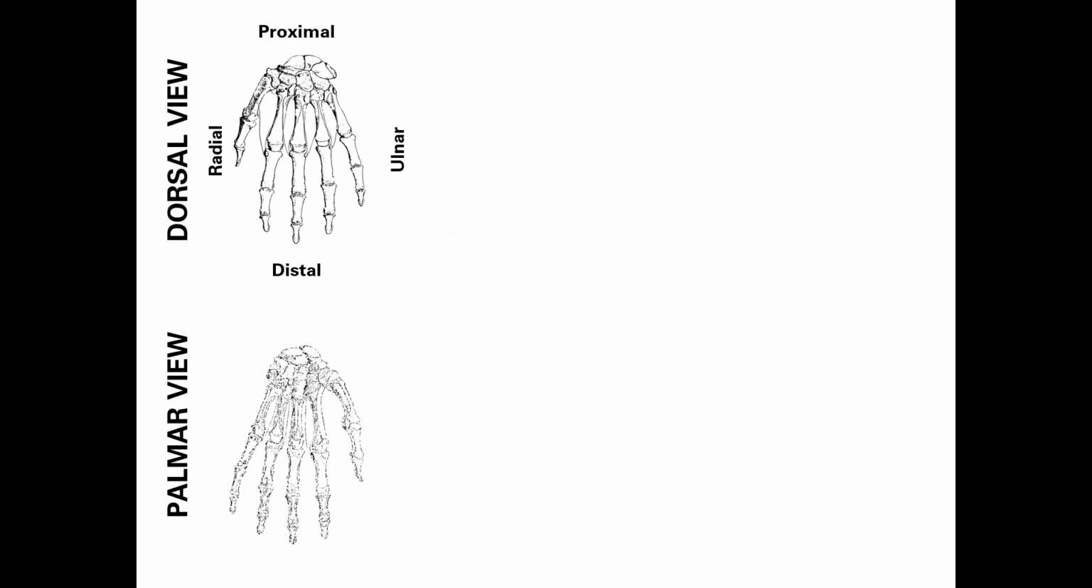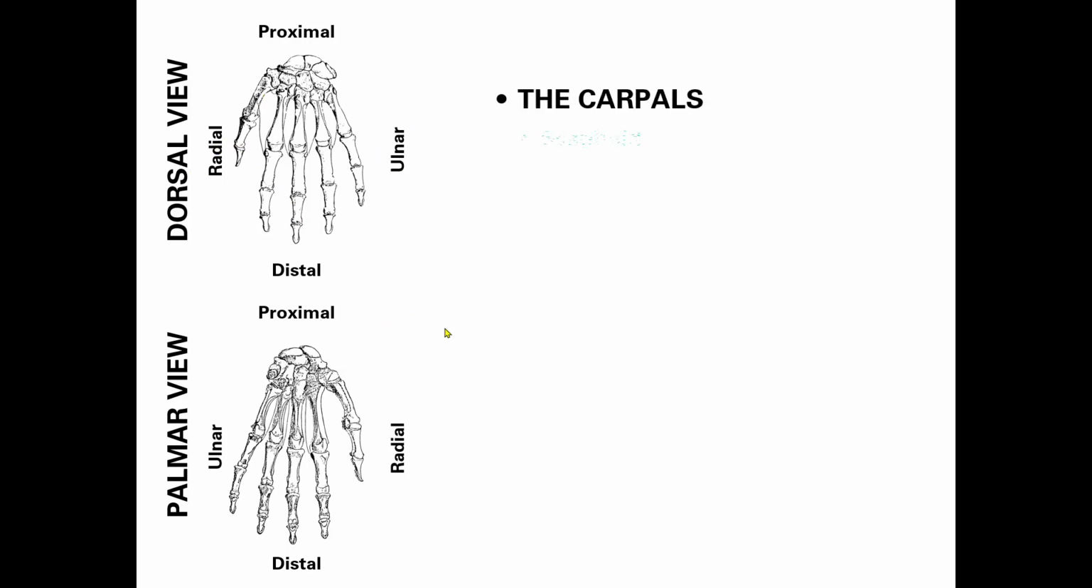Looking at the hand, we have the dorsal view and the palmar view. The dorsal is the back of your hand. Palmar view is the palm side of your hand. Remember, the radial side is your thumb side, ulnar side is your pinky side. So first, we have the carpals, which are 8 bones that you can palpate. They only glide in between these bones. We can look at them as a proximal row and distal row.